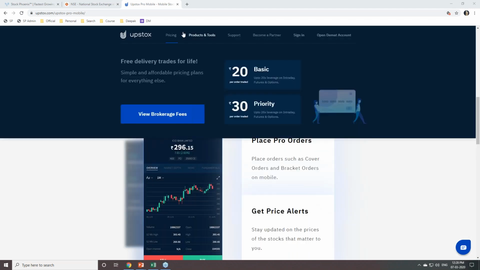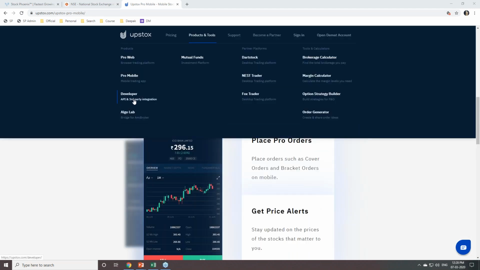Next is installer based platform. Installer based platform in the sense, you can see here Dart Stock or Nest Trader. So these both are installer based applications. So once you start installing this, for example, let me take Dart Stock.